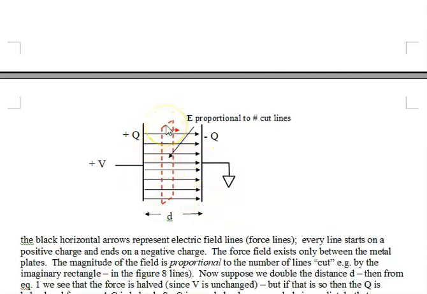However, if this imaginary area was to the left of the left plate, how many lines is it cutting? 0. So there are no lines cut. The electric field would be 0. Left of the plate, there are no lines cut. To the right of the right plate, the electric field would also be 0 in this region right here.